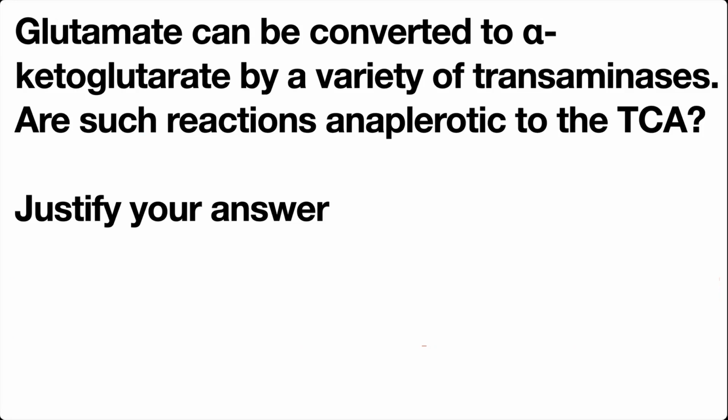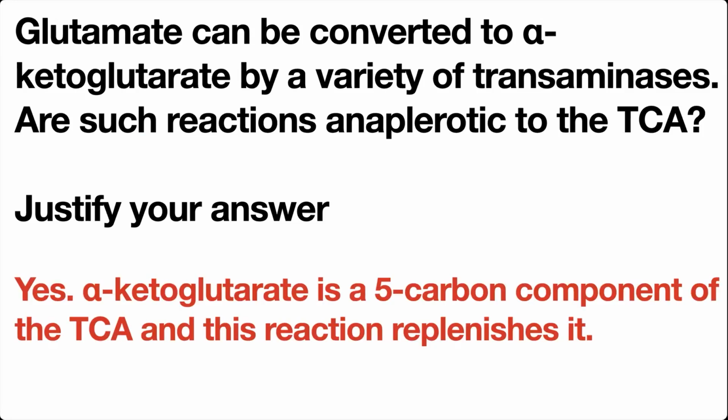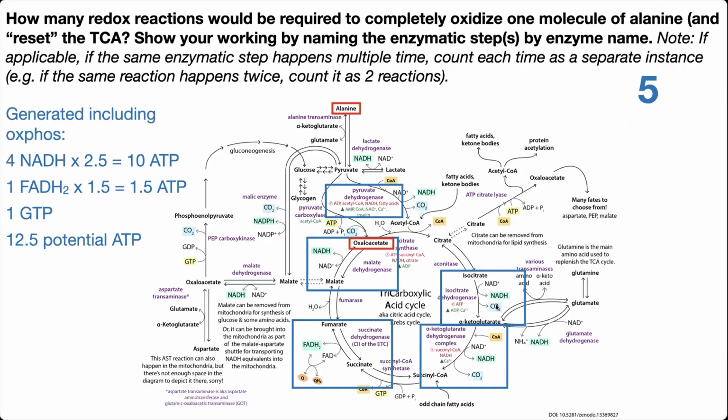Are such reactions anaplerotic to the TCA? Yes, so alpha-ketoglutarate is a 5-carbon component of the TCA, and this reaction replenishes it. So if we were to take out malate to make glucose, what we could do is add back in carbons by this reaction, converting the carbons of glutamate into alpha-ketoglutarate, which can be in this pathway. So if we remove something from the pathway, we need to add something into the pathway in order to regenerate the oxaloacetate so that another acetyl-CoA can come in.